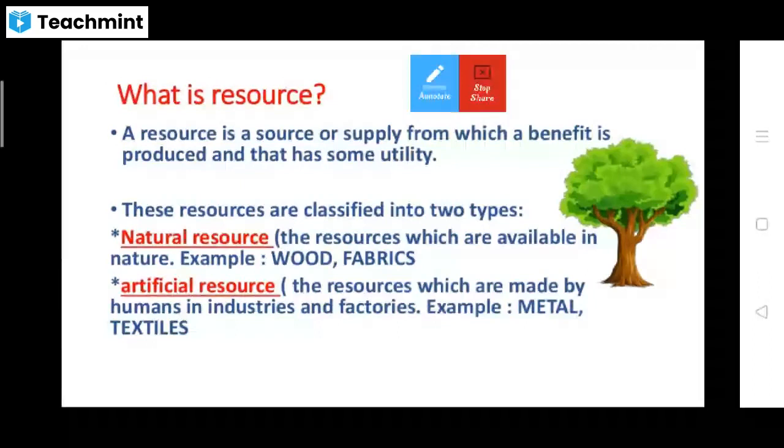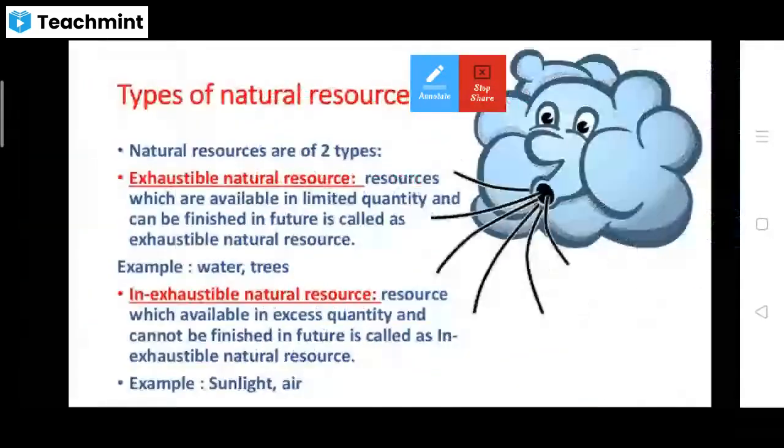So such type of natural resources are called inexhaustible. In means it will never get ended. Exhaustible means it will get ended. So here, if I want to tell you, there are two types of natural resources. One is exhaustible natural resource and the second one is inexhaustible natural resource.